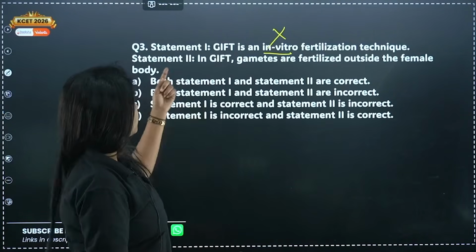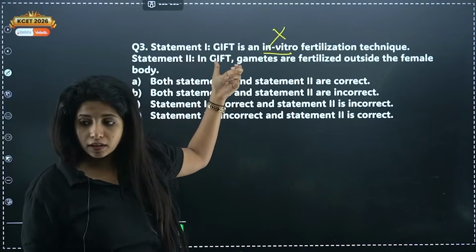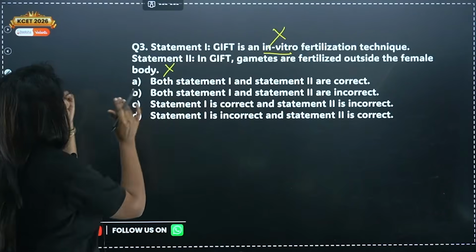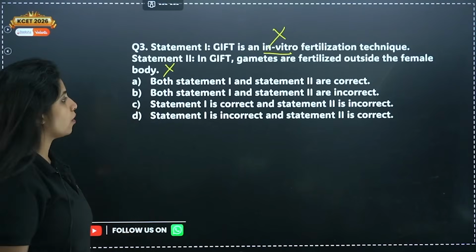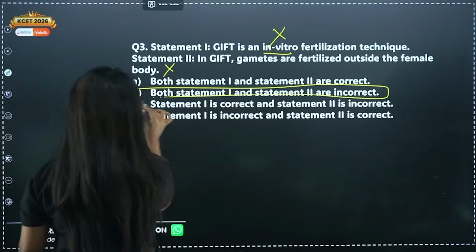Now statement 2 says in GIFT, gametes are fertilized outside the female body. Is it wrong? Yes, obviously it is wrong. It is basically fertilized within the body. So over here statement 1 and statement 2, both of these things are incorrect.